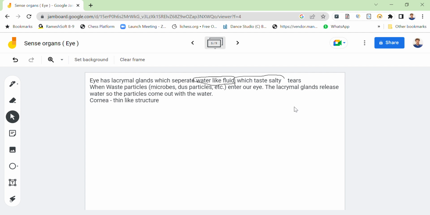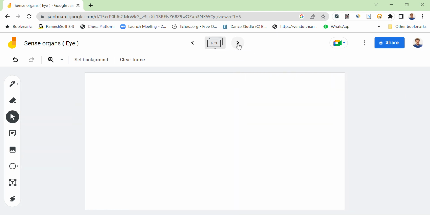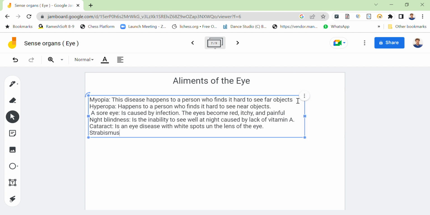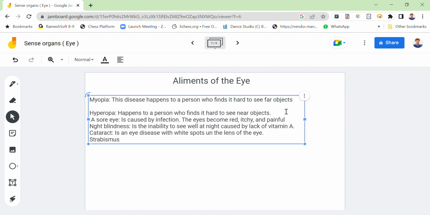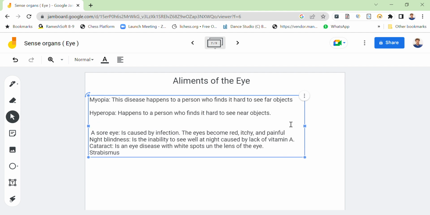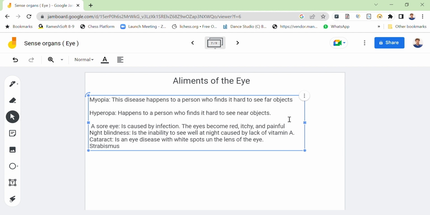Okay, now I'll tell you the ailments or diseases of the eye. The eye has a lot of diseases, for example myopia, hyperopia, psoriasis, night blindness, cataract, strabismus, and so on.